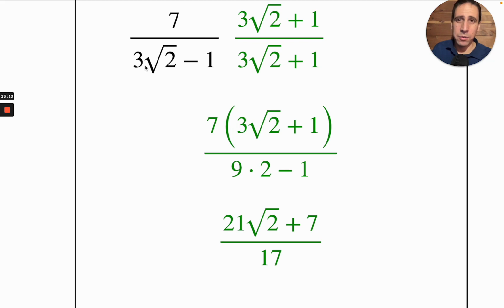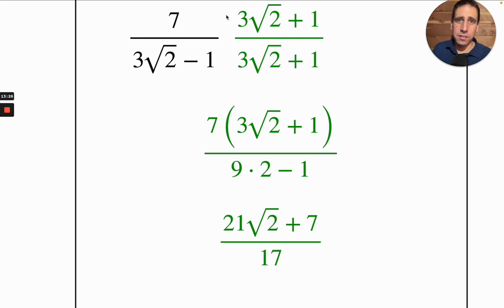So here, let's take this: a is 3 root 2, b is 1, and so this is going to be a squared, 3 root 2 squared right here, because 3 squared is 9, and square root of 2 squared is 2. And then b squared is 1 right here.